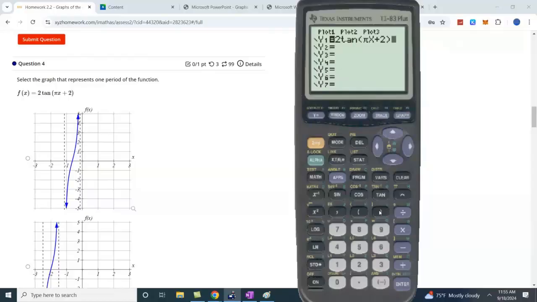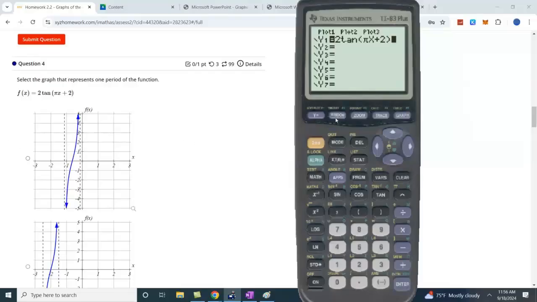So now here's where you got to make your graph match up with the answer choices. Notice if I look at my scales, my x scale goes from -3 to +3. It goes in increments of 1. My y-axis goes from -5 to 5, and it goes in increments of 1. So I'm going to scale my calculator exactly like the answer choices.